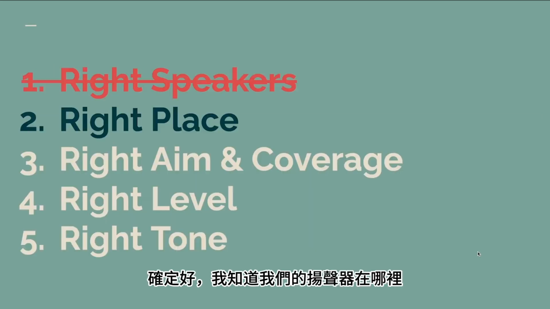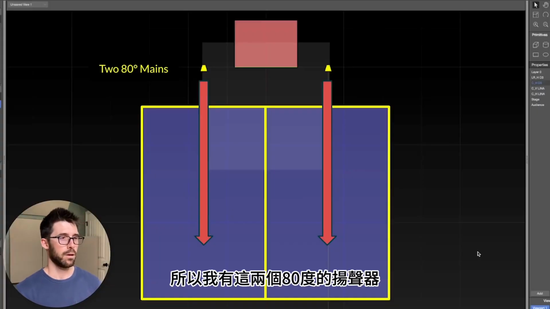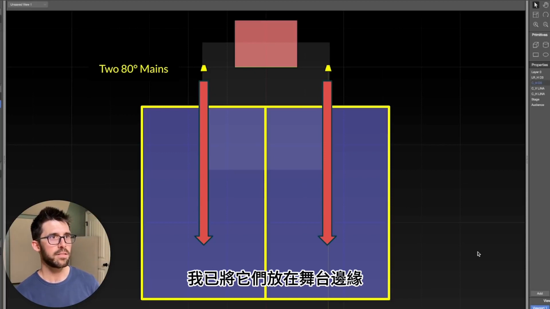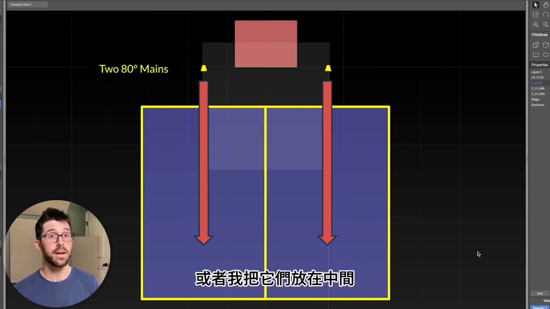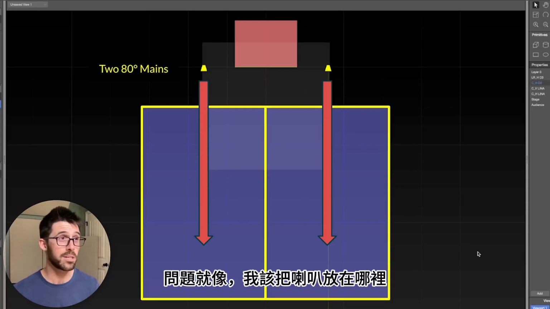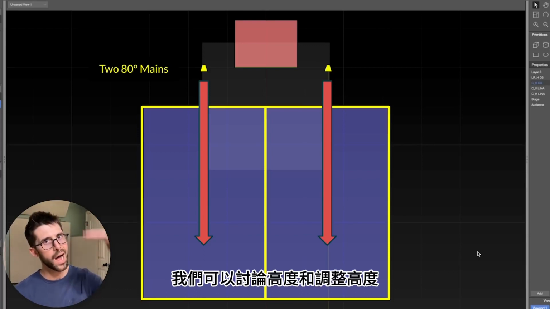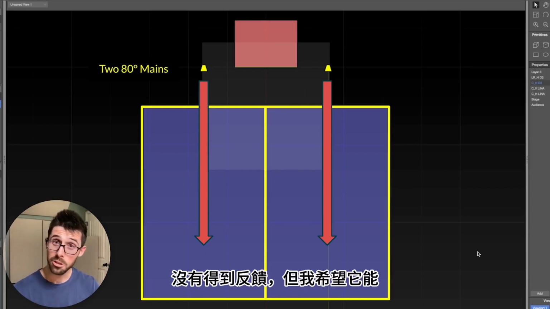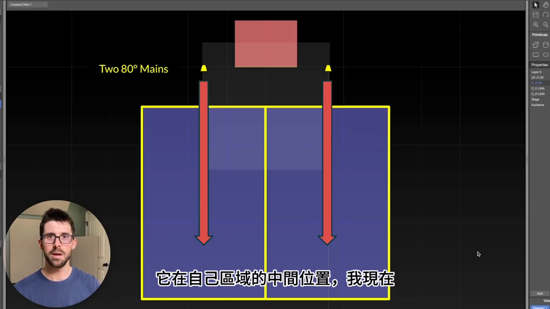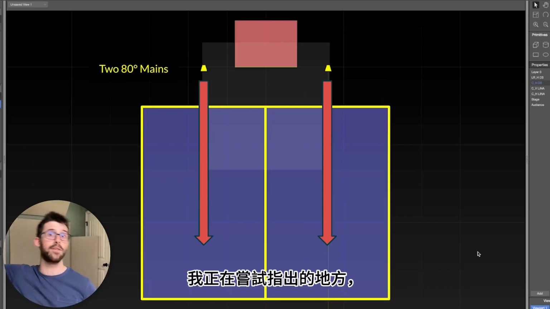So let's figure out, okay, I know what speaker we have now. Let's make sure they are in the right place. I've got these two 80-degree speakers. I've placed them about downstage edge, equivalent with the front of the stage, and I've placed them in the middle of their zones. It's a really easy question: where do I put a speaker? We can talk about height and trim height, and that definitely plays into our Z-axis. But if I'm placing a speaker, I want it to be in front of the stage so I don't get feedback, but I want it at the middle of its own zone. I don't want to have to go from way off to the side to point over.